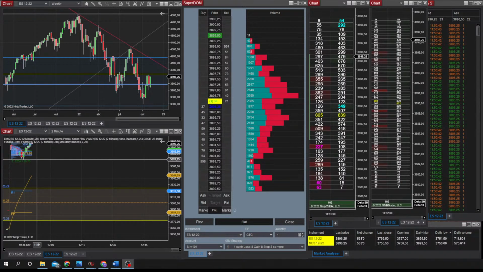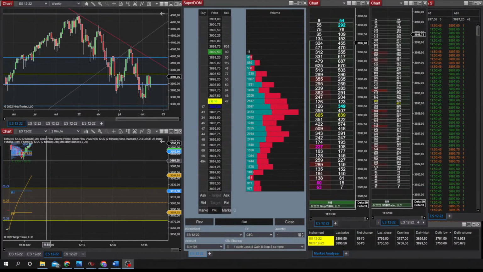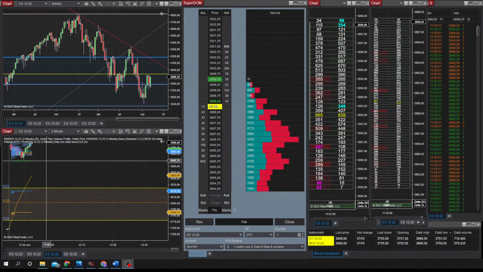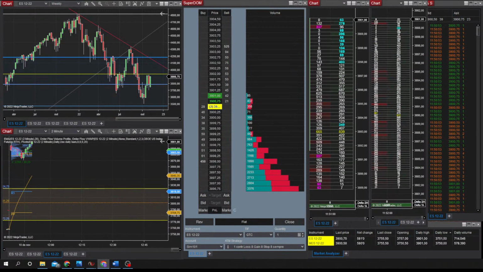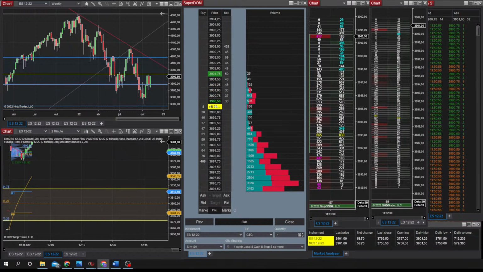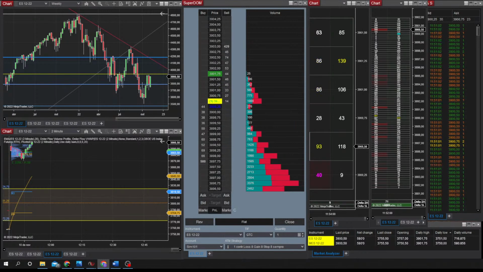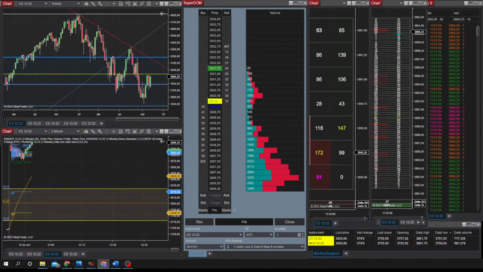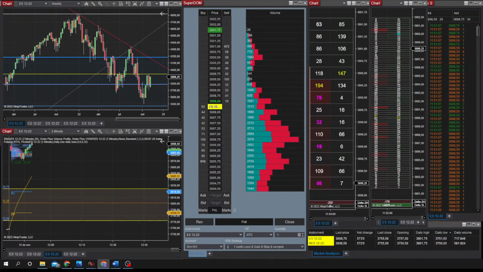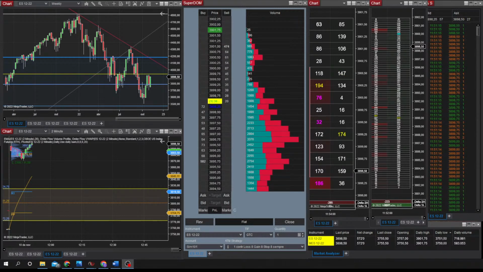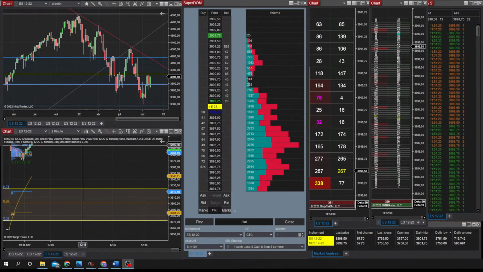Then we could try to move downwards and test the other important points that we had, that are, let me see where I took my note: 3850, 3840, and 3840, 3825. This region of 3820, 25 became really important.